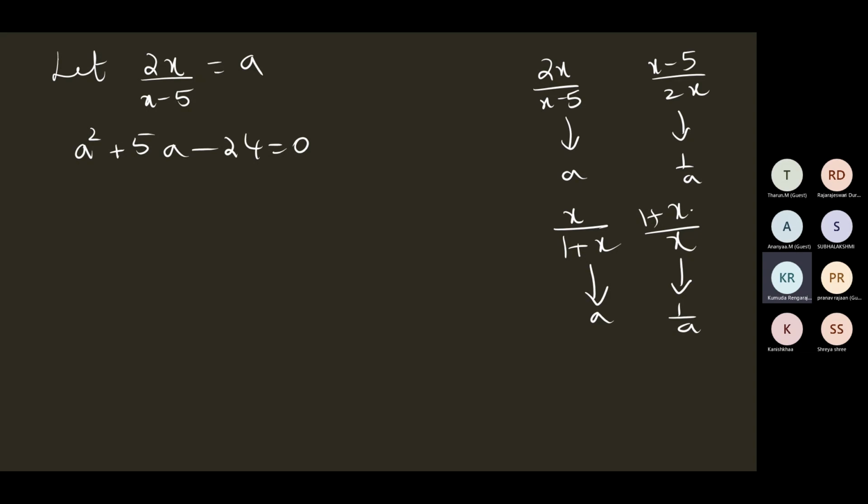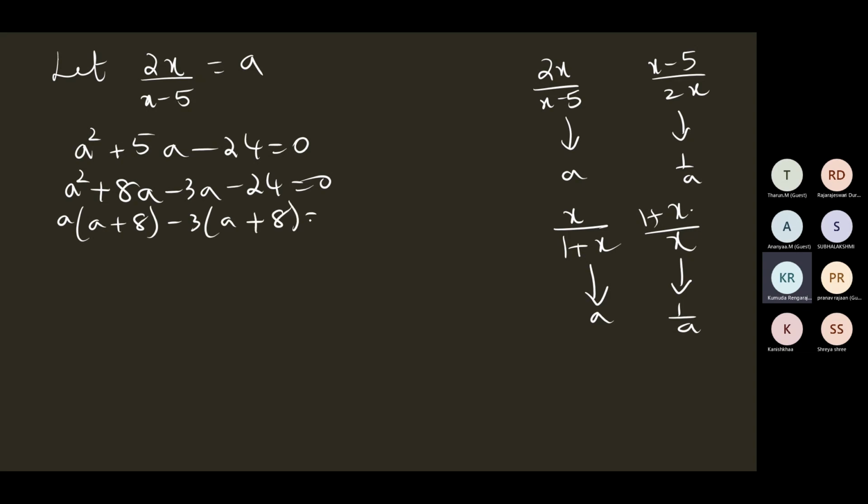So A square plus 5A minus 24 is equal to 0. Split the middle term. So A square plus 8A minus 3A minus 24 is equal to 0. So A into A plus 8, minus 3 into A plus 8, is equal to 0. A plus 8 into A minus 3 is equal to 0. So A is equal to minus 8 or A is equal to 3.